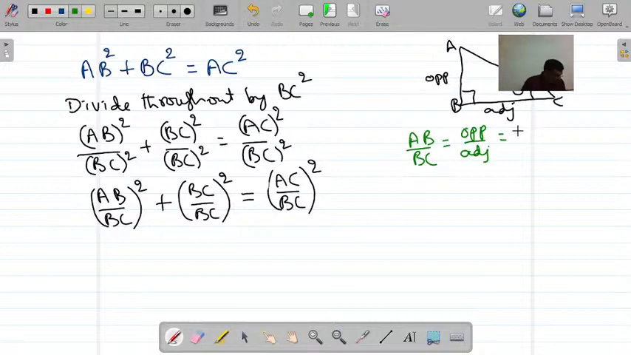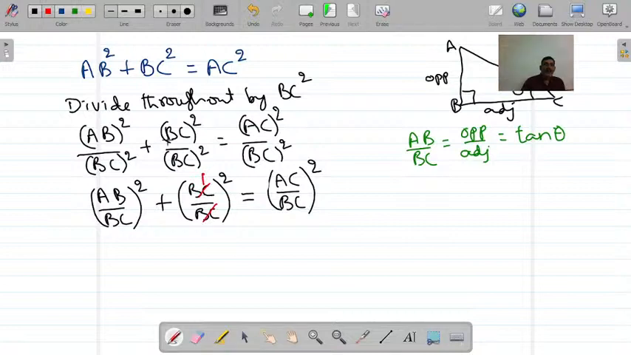Akhil, Ramos, Ramzi, Monica. What is opposite by adjacent? What is the trigonometric ratio? Yes, fantastic. It is tan. Because we are talking in terms of angle theta, I can say tan theta. Likewise, the other one is, of course, BC by BC, which is 1.